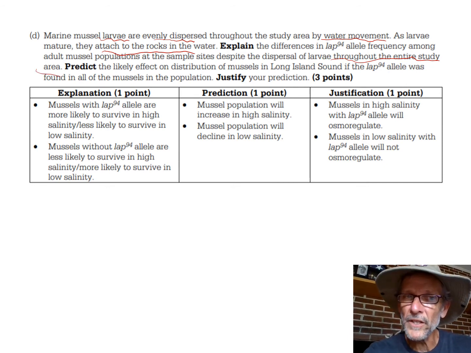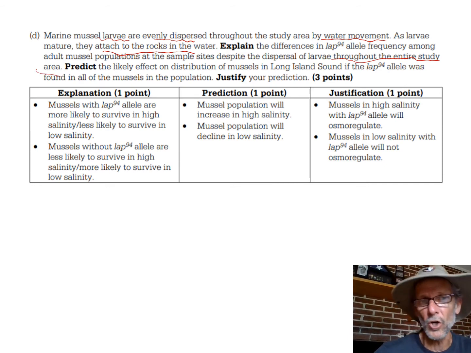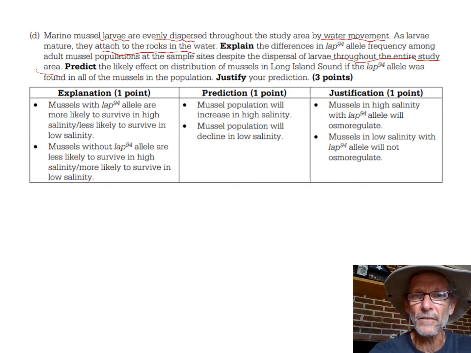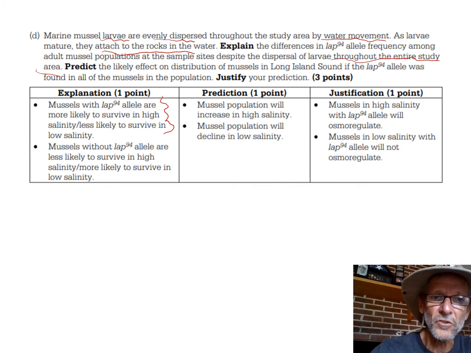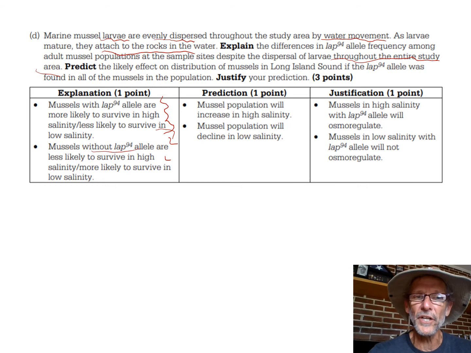Why do you find only the ones with high frequency of that gene in salty water and with low frequency in less salty water? That's what they're asking, right? So explain the difference. If they have this allele, they're more likely to survive in that high salinity because they are not going to lose as much water. That's what we just said in part C, right? Or you can say the converse side, the ones without the lap allele are less likely to survive in the high salinity. That's why you find less of them there, right?